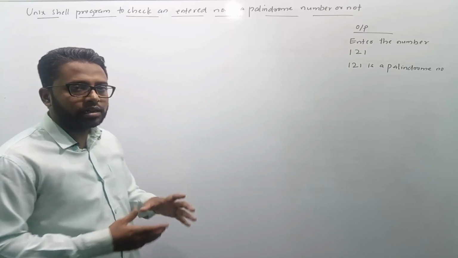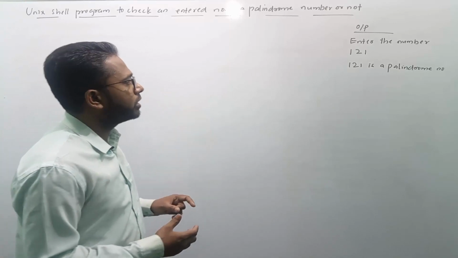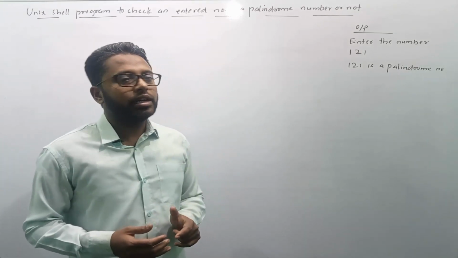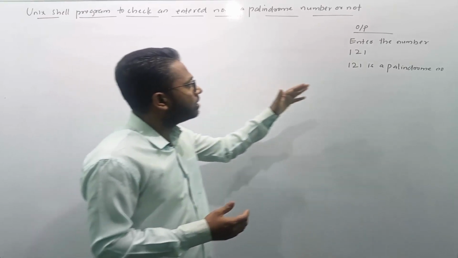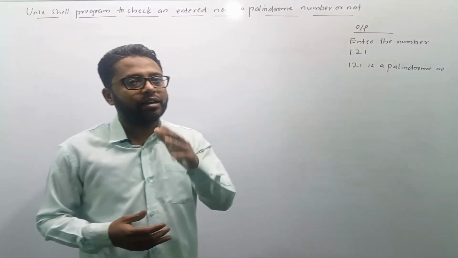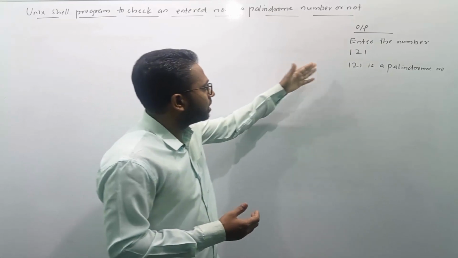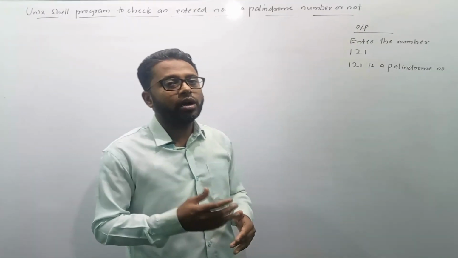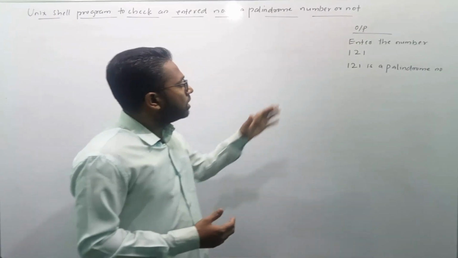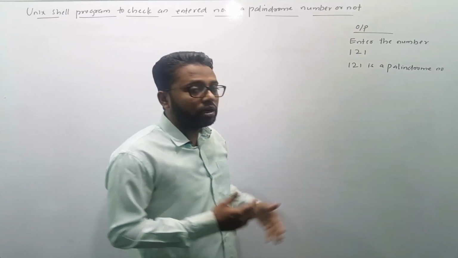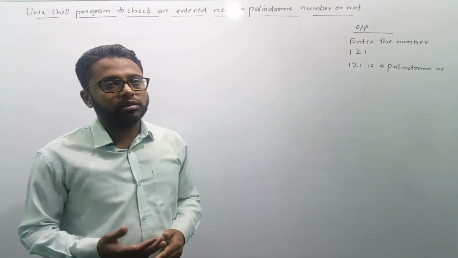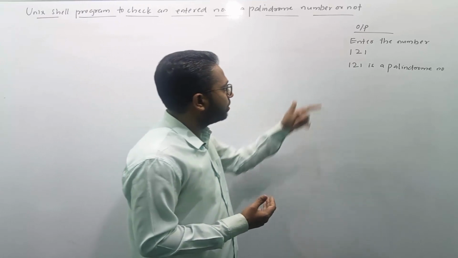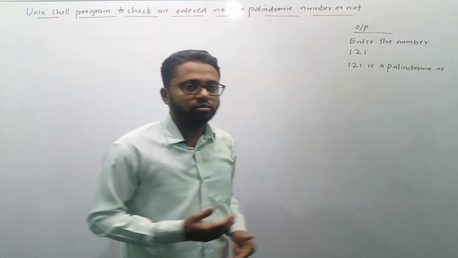As you can see here, I have already written down the output of this program. When this program gets executed, it will ask the user to enter the number. Then the user will enter any number. Let us suppose I have entered the number 121. Since 121 is a palindrome number, it will give you the output as 121 is a palindrome number.